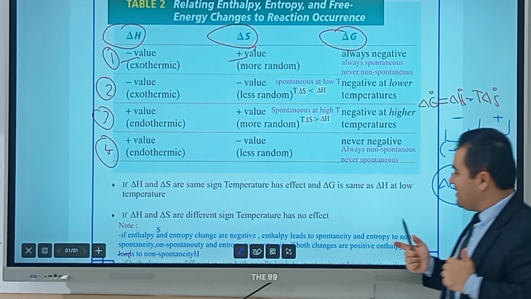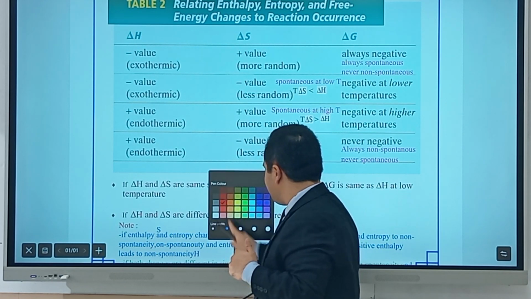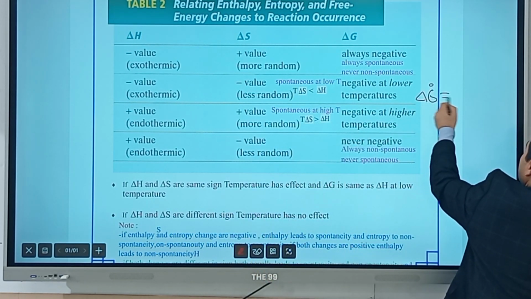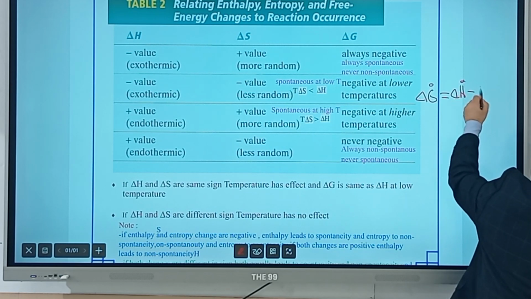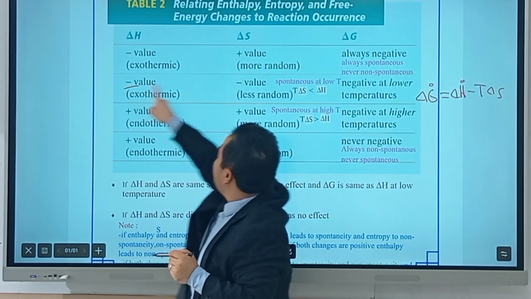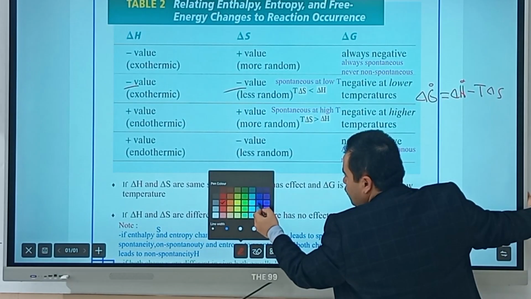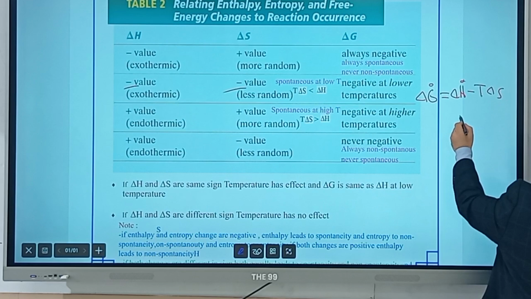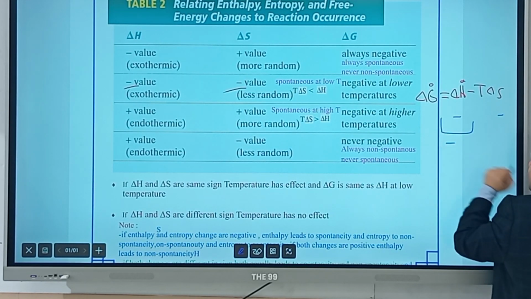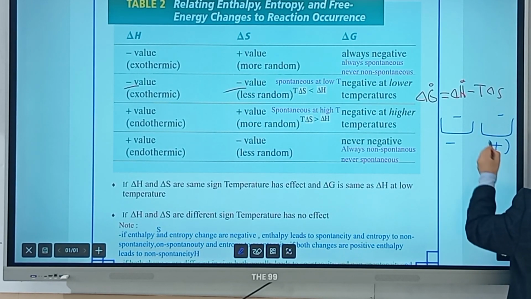Let me show you the second, guys. The second case. Write again delta G equals delta H minus T delta S. If both are negative, let me show you what will happen. The enthalpy is negative. Negative multiplying negative is positive.